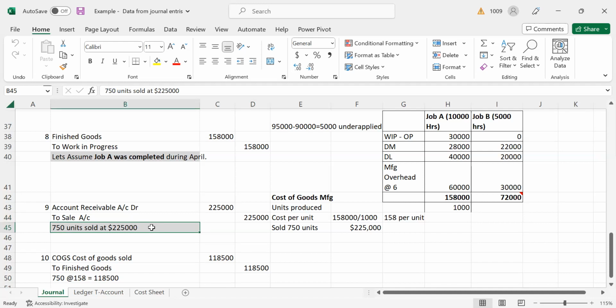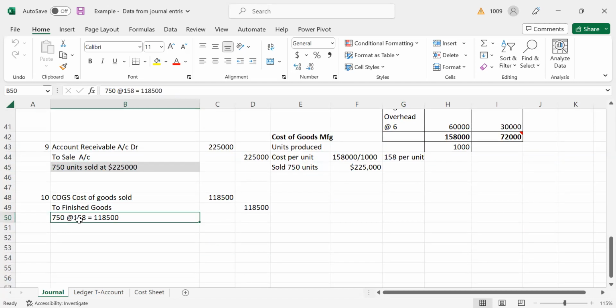Now we know the cost of that. We know the cost is 150 per unit, number of units 750. So 750 into 150 is $112,500. That is the cost of goods sold, right? To finished goods. The finished goods have decreased, and this is the cost of goods sold that we have already sold. This is the expenditure over here.